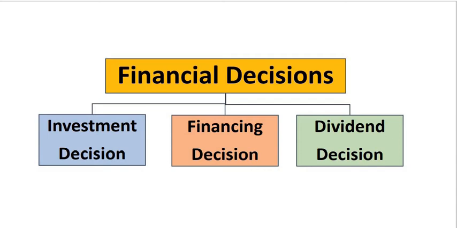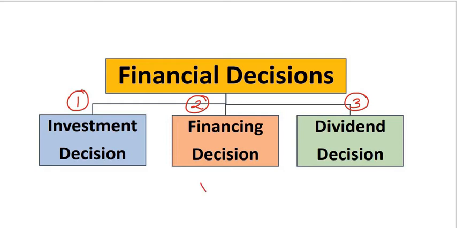So you are aware that in this chapter of financial management, there are three types of financial decisions. First one is investment decision, where you decide where to invest. Second is financing decision, that is where to get funds from. And the third decision is how would you distribute your profit, how much profit you are going to retain and how much profit you are going to distribute as dividend. So in this particular video, we are going to discuss financing decision.